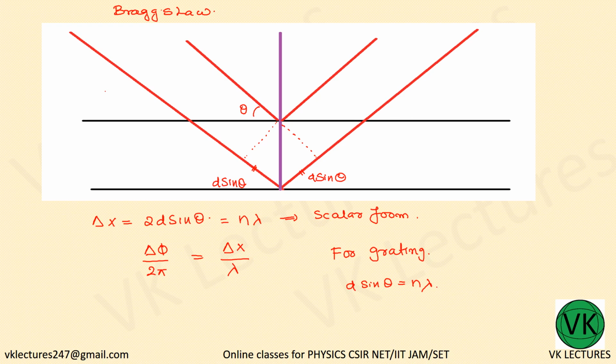Now in vector form, Bragg's law is written as g square plus 2k dot g equal to 0. So this is Bragg's law in the vector form.